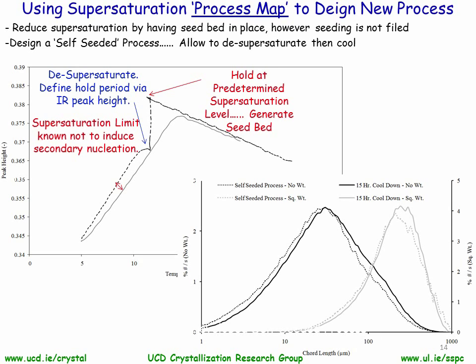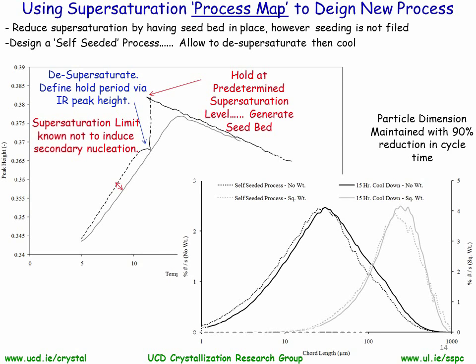So in fact this is exactly what happens, and shown here are the FBRM chord length distributions, the no weighted and square weighted, for the self-seeded process and the 15-hour cooldown experiment. As shown, we can actually see a very similar particle size or particle dimension obtained from the two supersaturation trajectories. But the big thing is that we reduce our cycle time by over 90%.